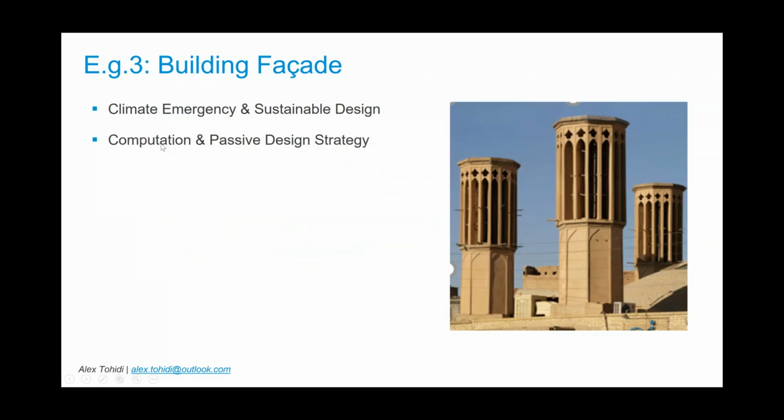The third example, I have 7 minutes, so very quickly I'm going to go through this. Building facades, so climate emergency and sustainable design. We can use computation to design things passively. This building, because of its natural ventilation, allows air to flow through the building.